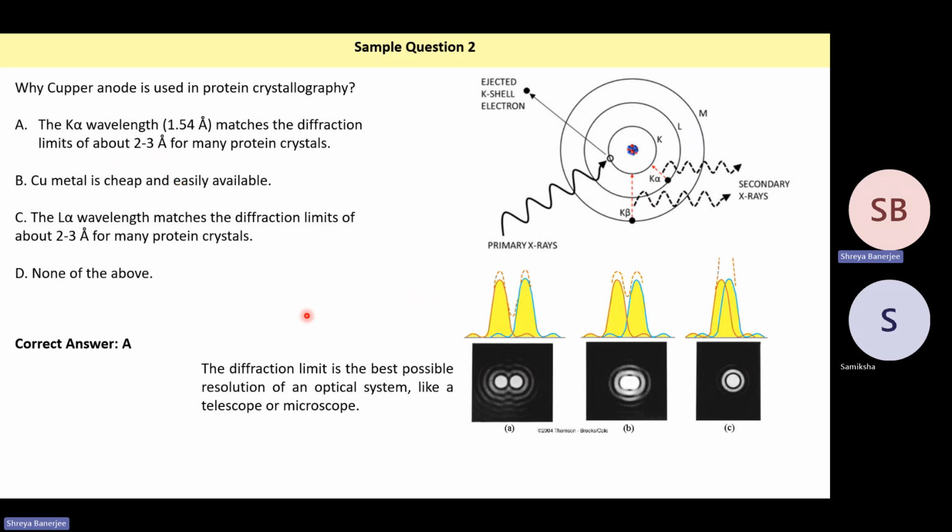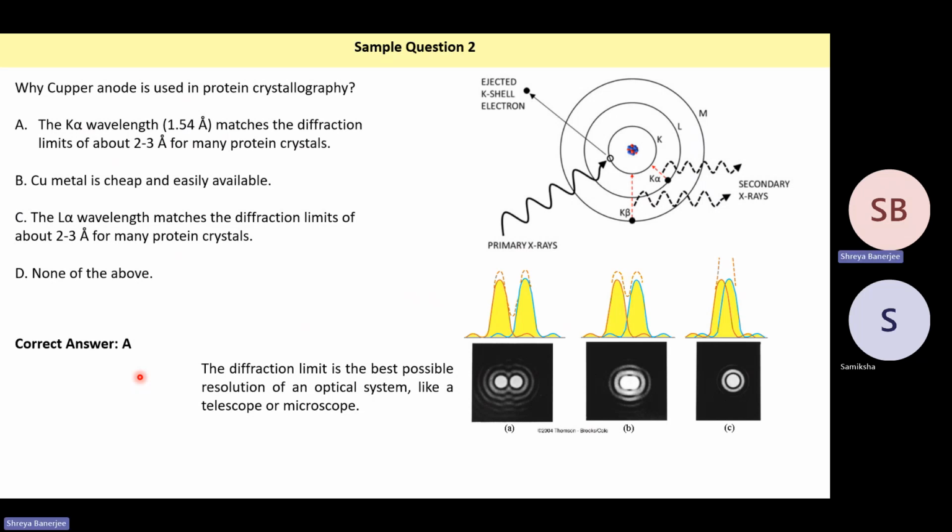This means that if it is 2 to 3 angstrom or a bit less, it can resolve the atoms separately. Because we know that smaller wavelengths have better resolving power, and the K alpha wavelength of copper is around 1.54 angstrom, which is close to the diffraction limit of protein crystals. And that is why the copper anode is used for protein crystallography. So the correct answer is A.